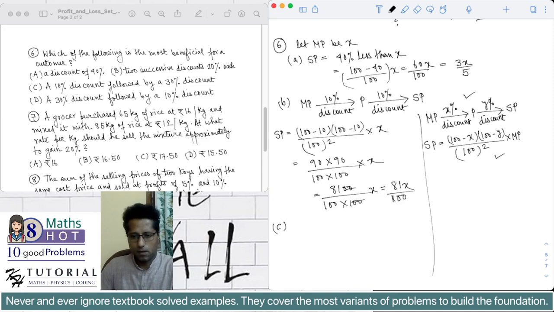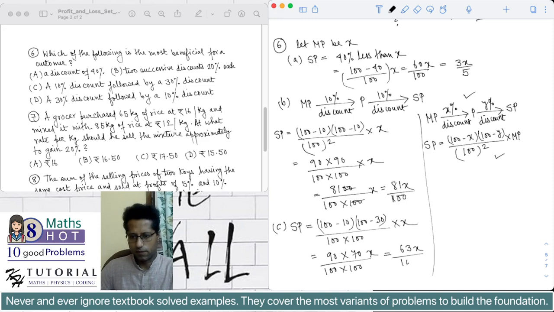So what will be the SP? The final SP will be as per using this result on the right hand side. We will have (100 minus 10) divided by 100 multiplied by (100 minus 30) divided by 100 multiplied by X. This is equal to 90 multiplied by 70 divided by 100 multiplied by 100 X. This is equal to 63X by 100.